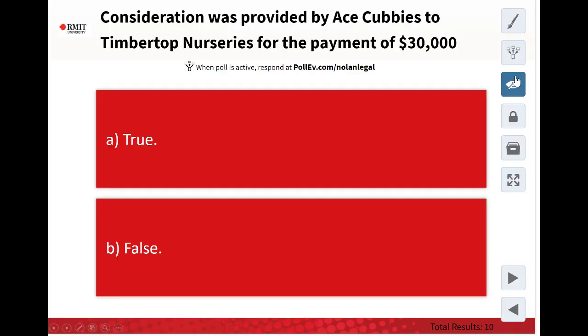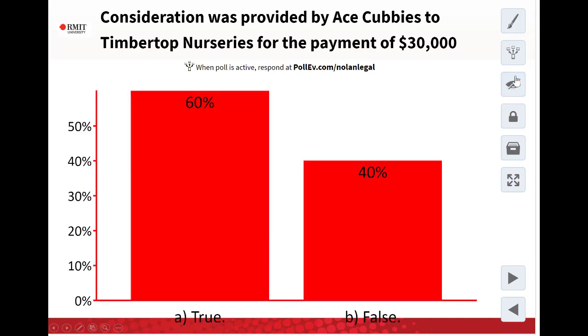The next question was a true or false one. Consideration was provided by Ace Cubbies to Timbertop Nurseries for the payment of $30,000. Now, that raised a little bit of discussion as well. There does seem to be a promise to pay a total of $30,000. Was there consideration for that promise? Most of the class thought that there was, but 40% saw that there wasn't, and that 40% are the ones who are right at this point.